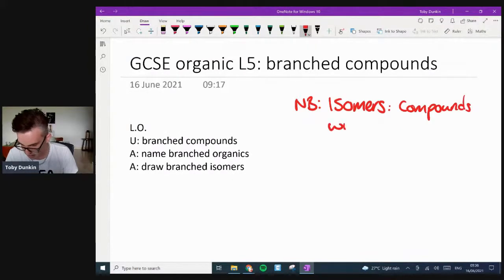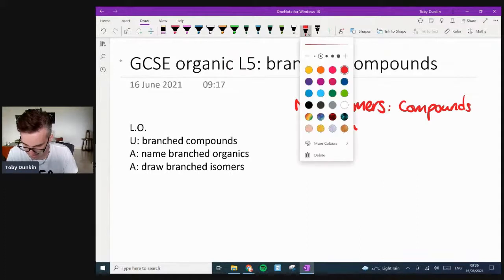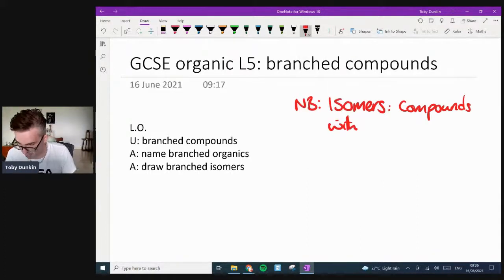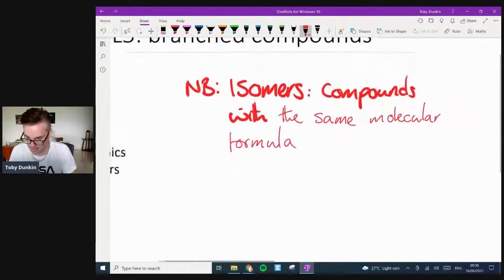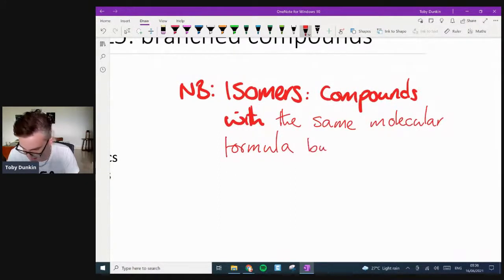with the same... I'm going to shrink my pen. It's too fat, like me. Compounds with the same molecular formula. I will give an example. Molecular formula. Formula is plural, technically. Same molecular formula, but different structural formula.